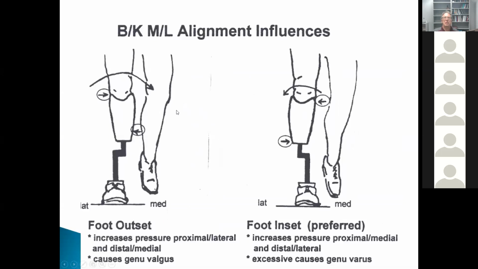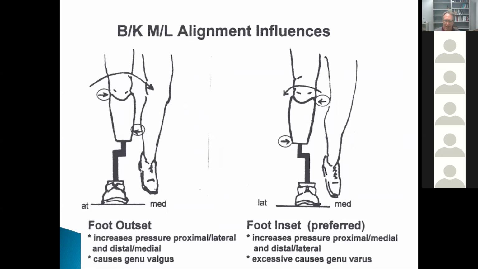So we were just talking about what is called the anterior offset or the posterior offset. If we move the pylon or the foot forward, it's anterior offset, which increases the external extension moment on the knee. Move the foot or the pylon backward, it's called posterior offset, which increases the external flexion moment on the knee.